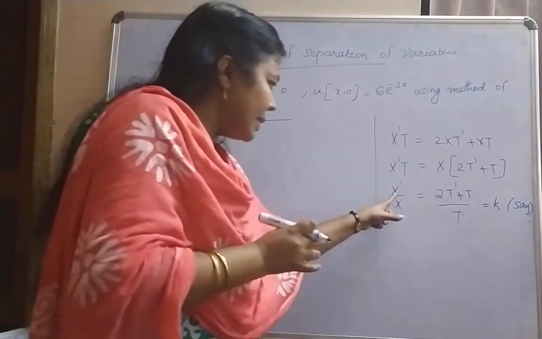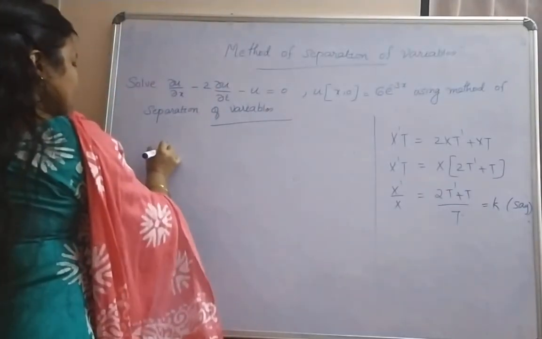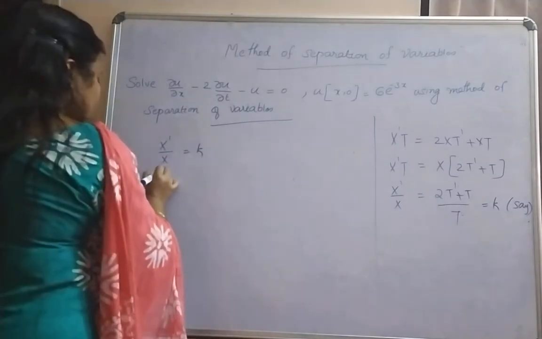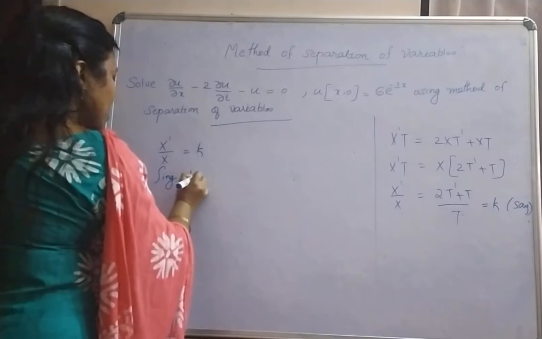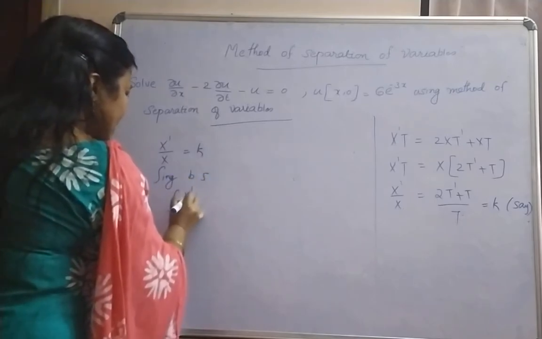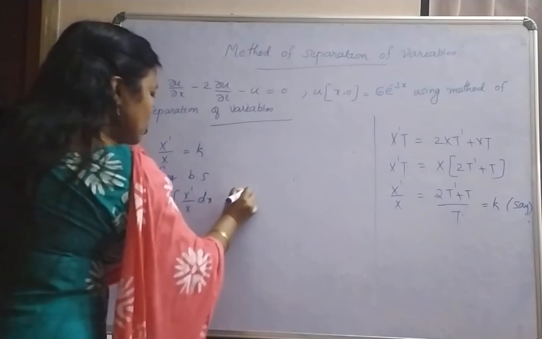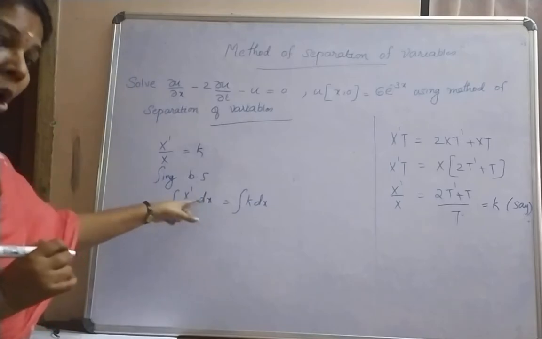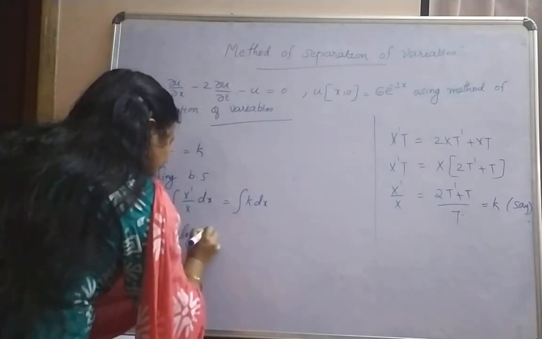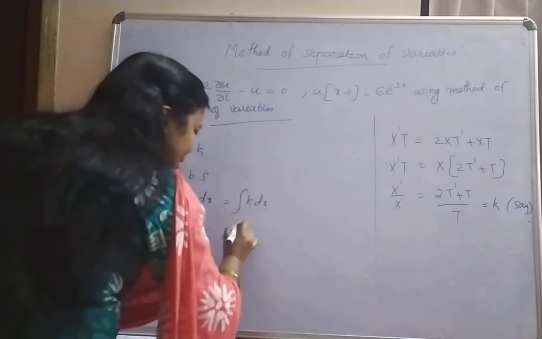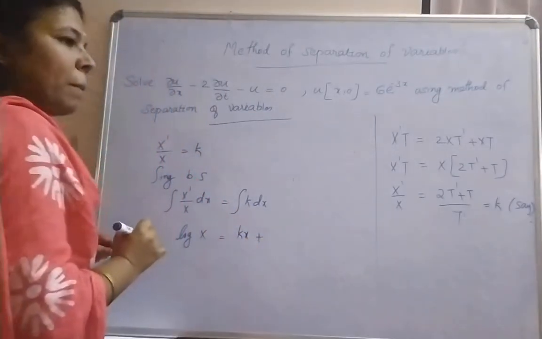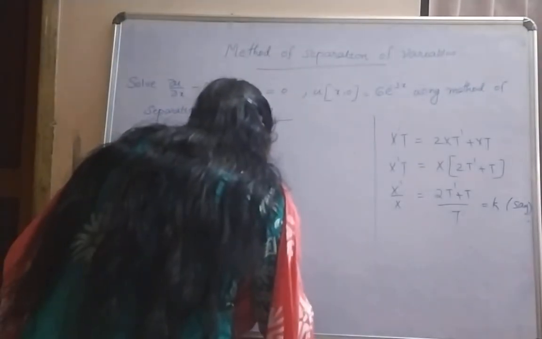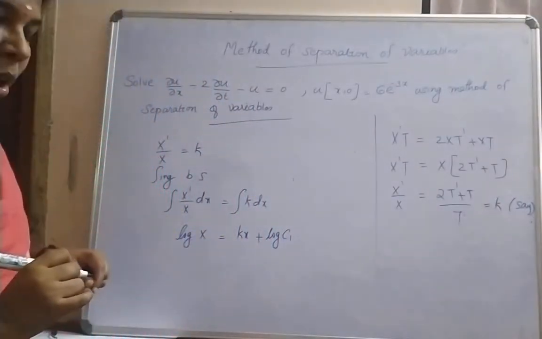These two are equal, so we say that these two are equal to k. Then take X'/X equal to k. Integrating both sides, integral of X'/X dx equal to integral of k dx. Integral of X'/X dx is log X, which equals kx plus a constant must be there. We take the constant as log c1.